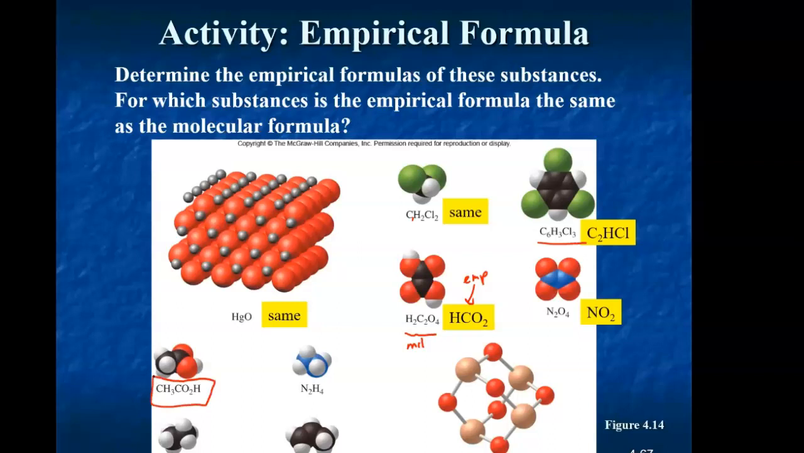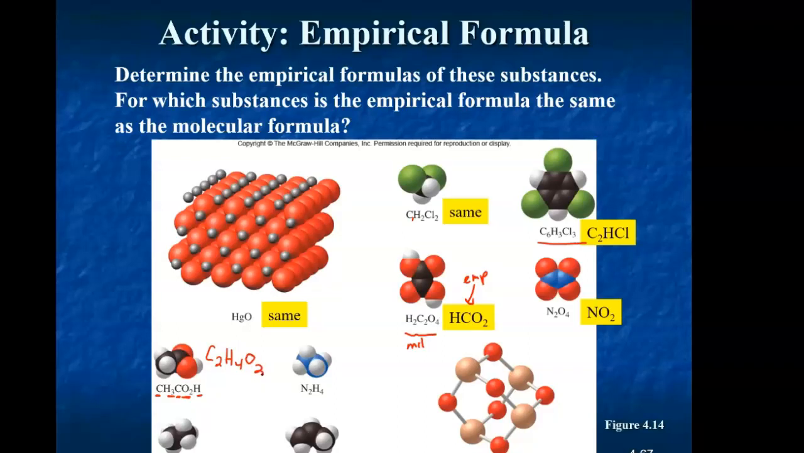That one's going to take a little bit more thought. You might have to rewrite this one. So I'm going to rewrite this for you so you can see it. So there's a carbon and there's a carbon. So that means we have two carbons. There's three hydrogens. There's a fourth hydrogen. So we have four hydrogens. And we have two oxygens. Now when I write it like this, now you can see how to simplify it.